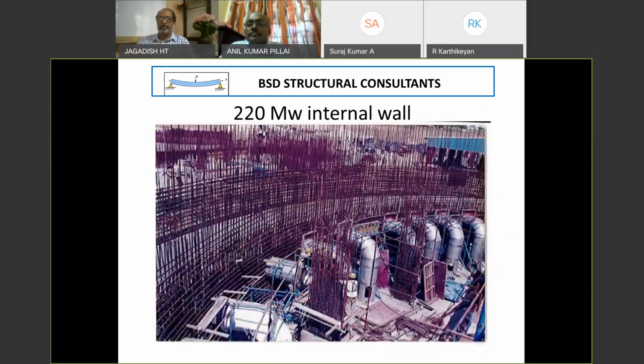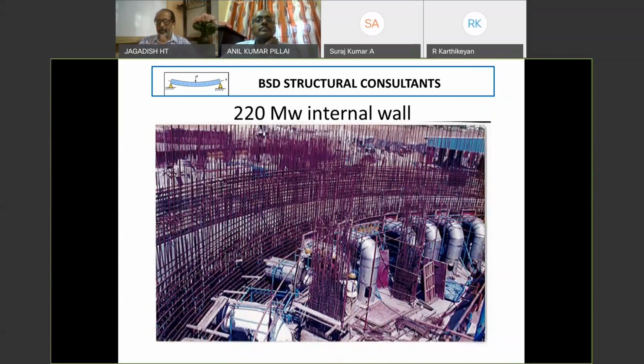This is one internal wall of a 220 megawatt reactor. Here we can see the reinforcement. This particular wall is around 400 millimeter thickness. The reinforcement is 25 tor, both inner and outer face, and horizontal, vertical, all around 25 tor. That's the kind of reinforcement we get in a wall.